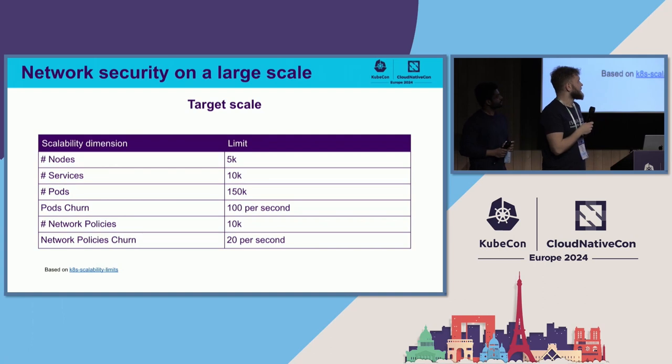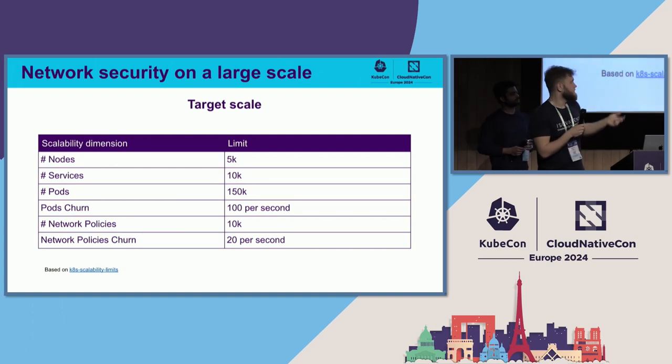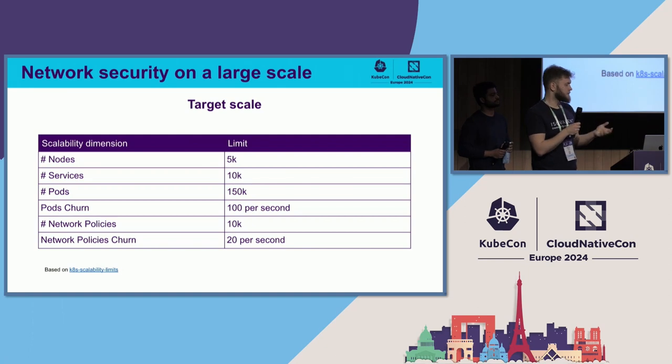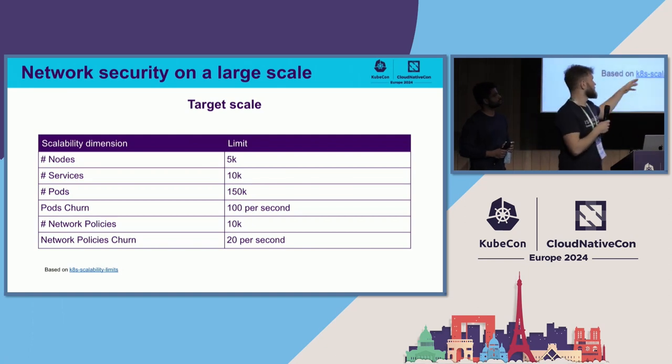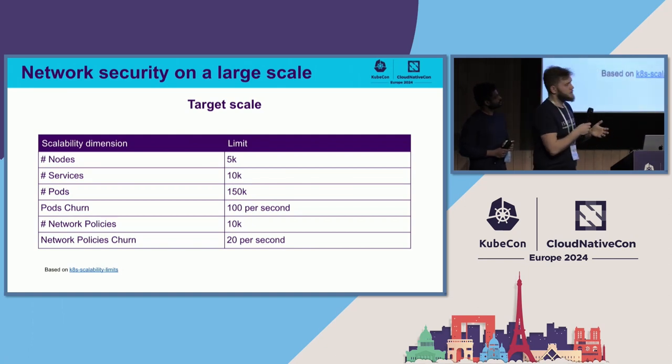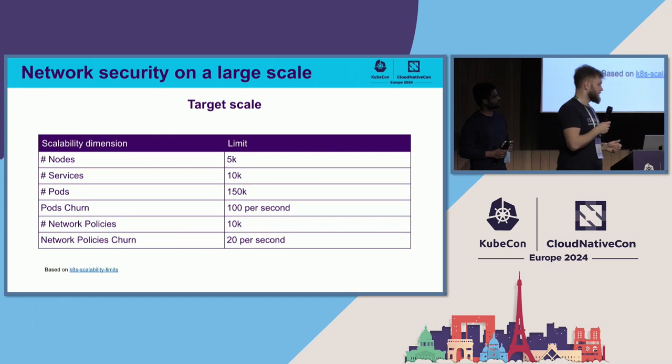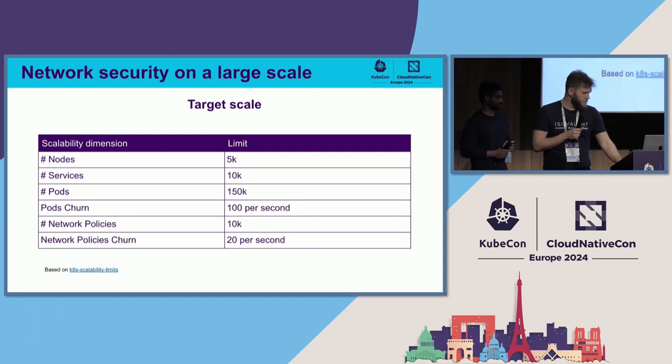Network policies, this is something that we came up with, thinking about it from the Cilium perspective. This is not the official recommendation, but we need to establish some target scale that we are interested in. And also the network policies churn around 20 per second.